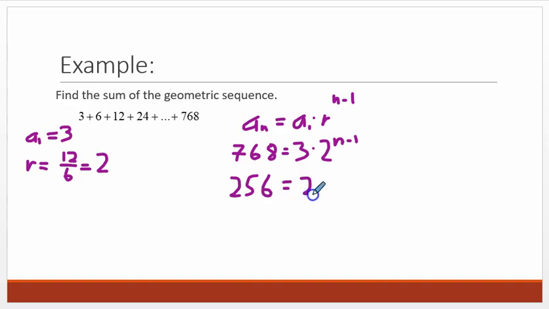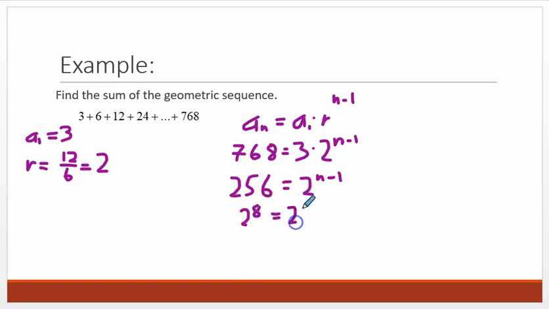And then this equals 2 to the n minus 1 power. Now this can be solved using logarithms, or you might recognize that 256 is a power of 2. So in case you don't remember logarithms, let me just show you that 256, that's 2 to the 8th power. So I could write it that way instead.